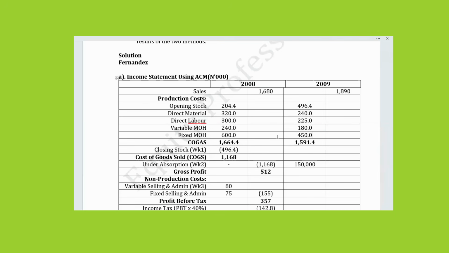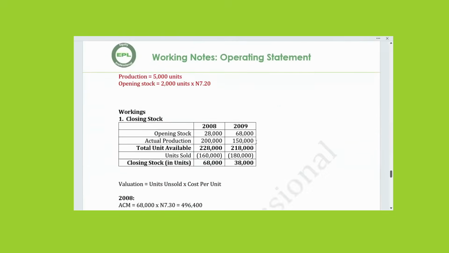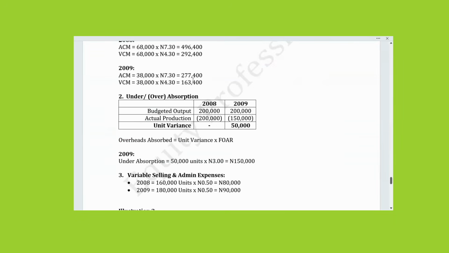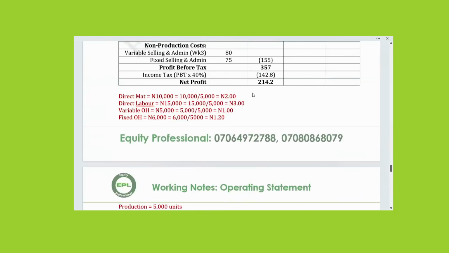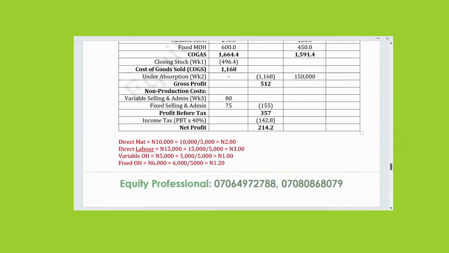All right. So that's our COGS, cost of goods available for sale. We then go and pick the closing stock in 2009. We have done the working already. 2009 closing stock under ACM, absorption costing method, is 277.4. So what's the difference?